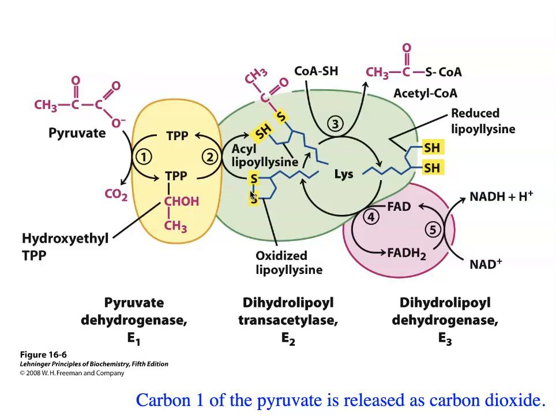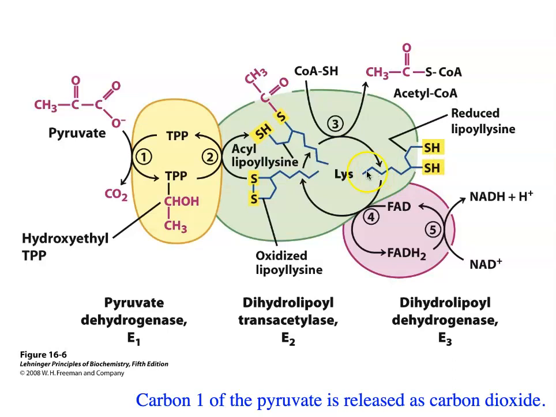And now we form an acetyl thioester and reduced lipoyl group. All right, now we're moving to step 3, where coenzyme A comes in and replaces the thiol group from the enzyme, binding with the remaining acyl group to form acetyl-CoA. The other product is the fully reduced lipoyl lysyl group.